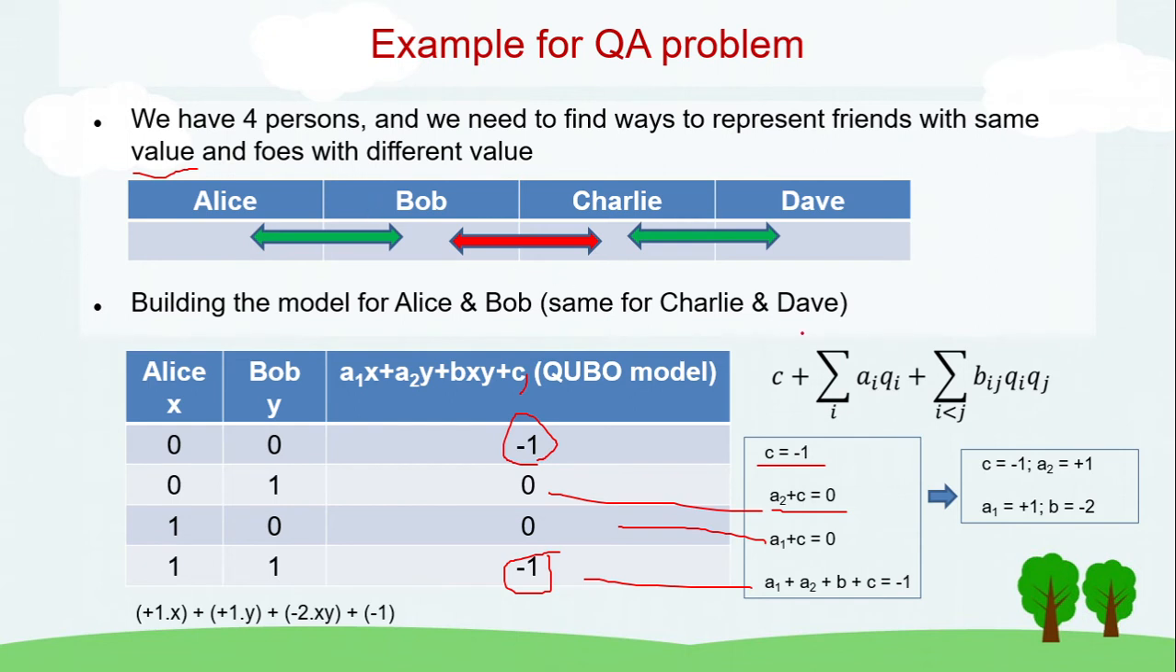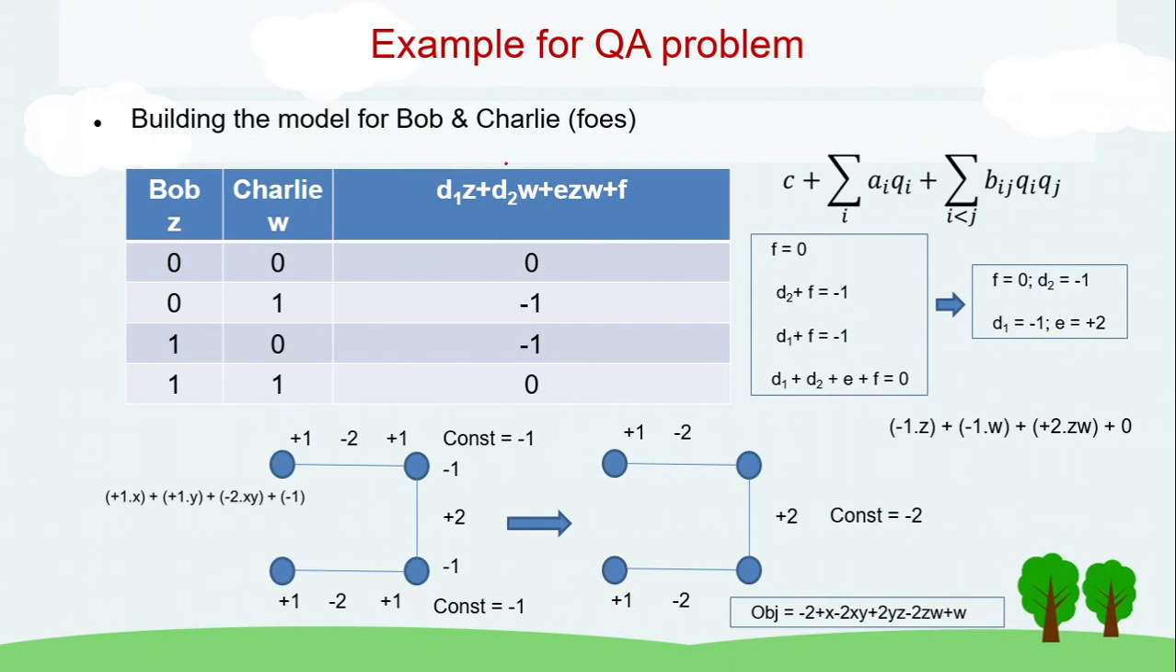The same model can be used for Charlie and Dave because they are also friends, right? Now we need to get a model for Bob and Charlie. So in the next slide we will see the model for Bob and Charlie. In order to avoid confusion, instead of x and y, I will call it z and w. These are all the possible combinations. Since they are enemies, when they have the same values, it should not be at the lowest energy. But when they have different values, that should be at the lowest energy. That is what is given here.